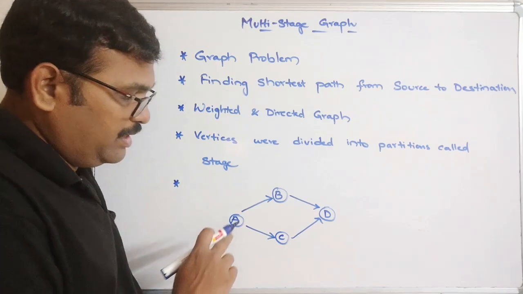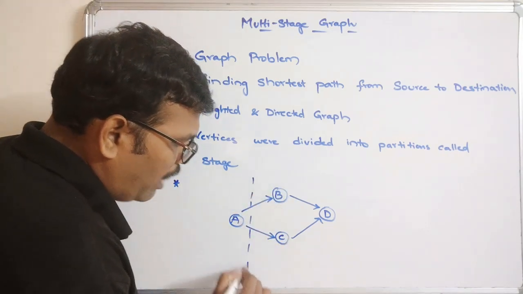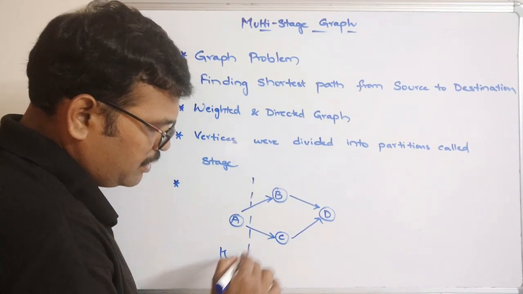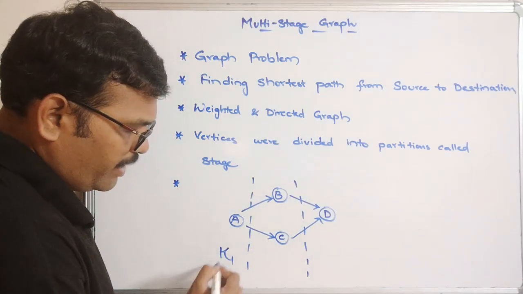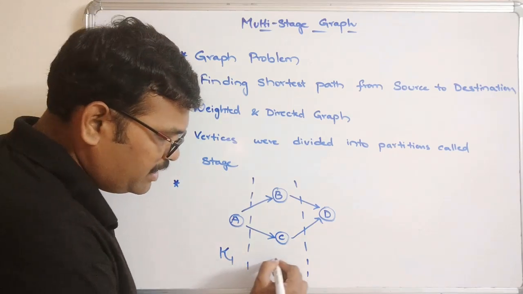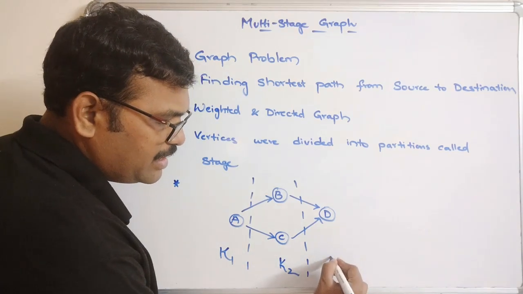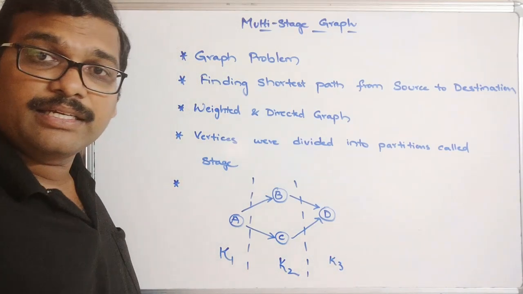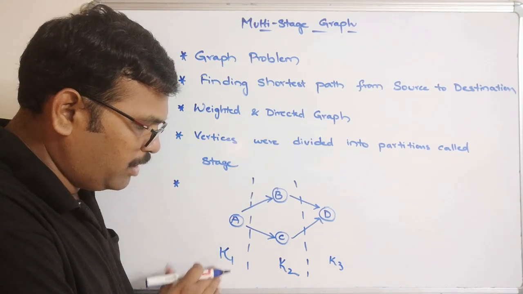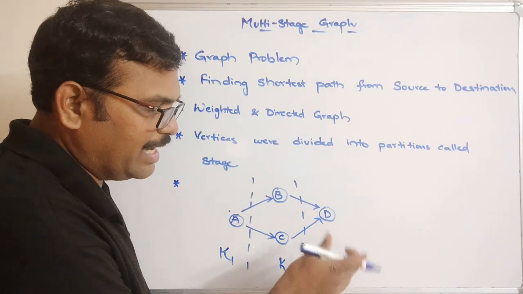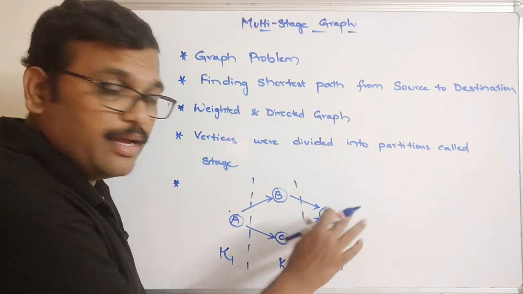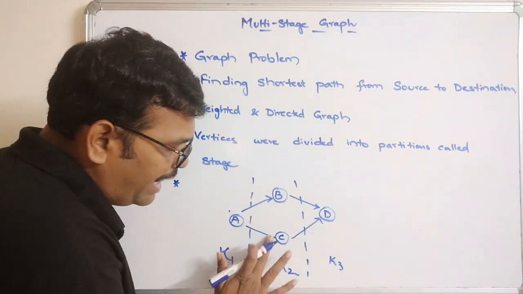this is one partition, this is another partition. So here we can say K1 is a stage, K2 is another stage, and K3 is another stage. In stage K1 we have one vertex, in K2 we have two vertices, in K3 we have one vertex, and there should not be direction in this way.